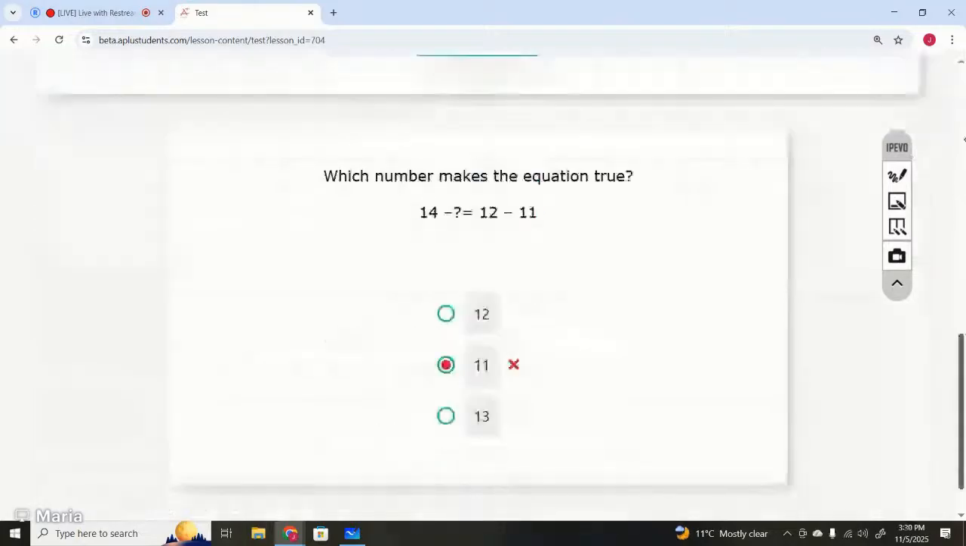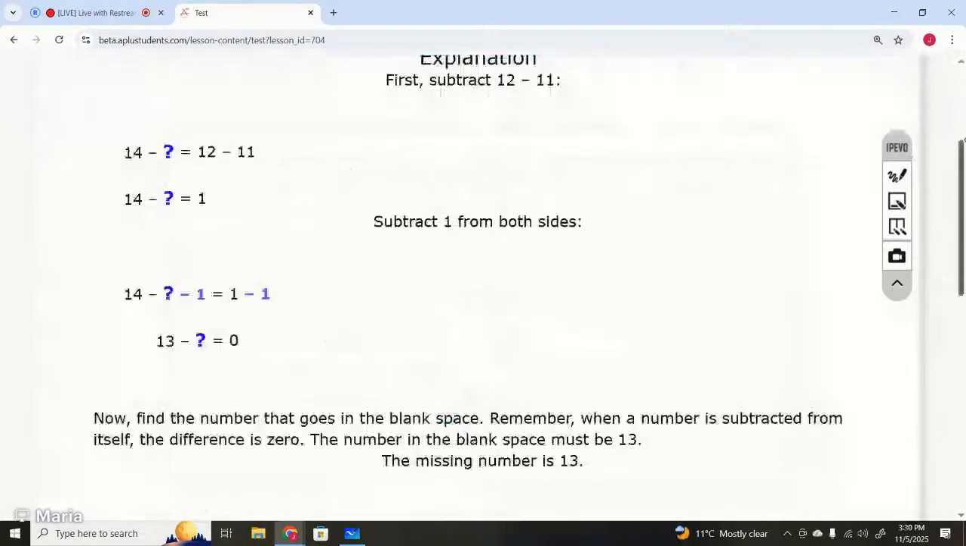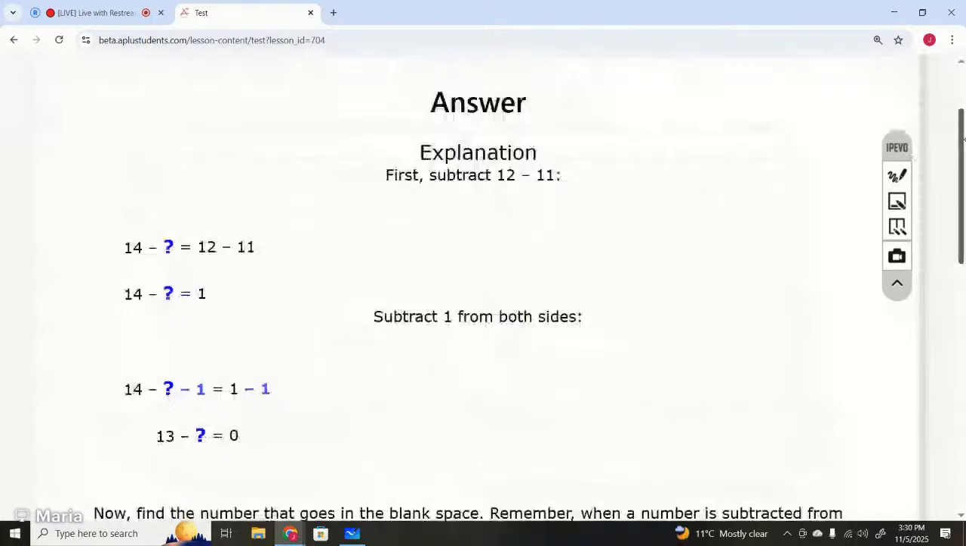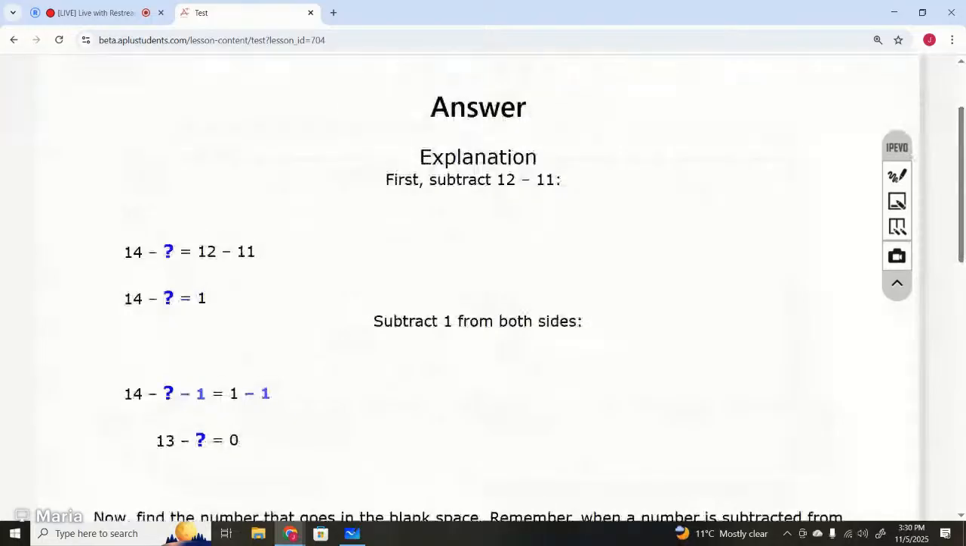Oh, sorry, 12 take. So we need to find a number that when subtracted from 14, the answer is 1. So 13 it is.